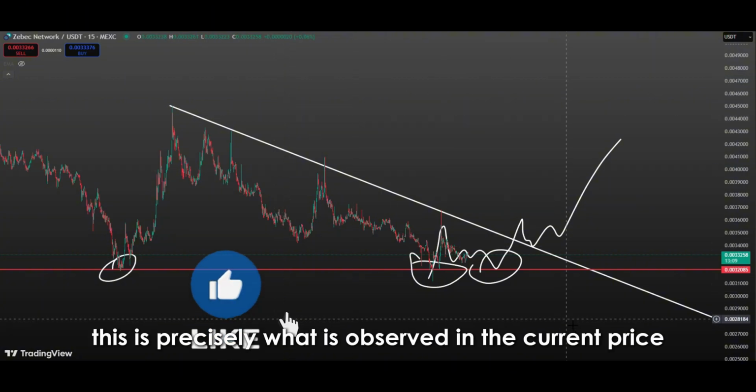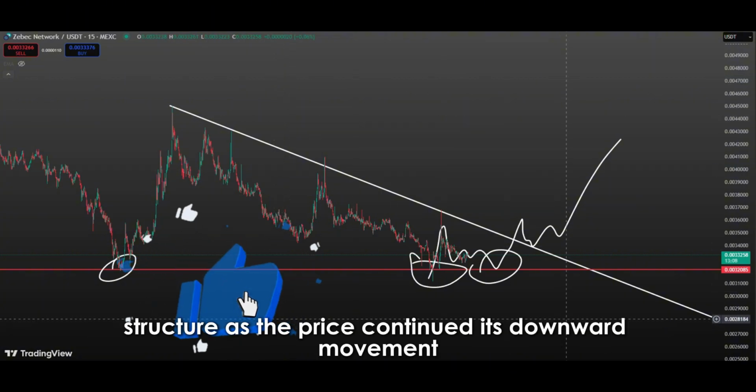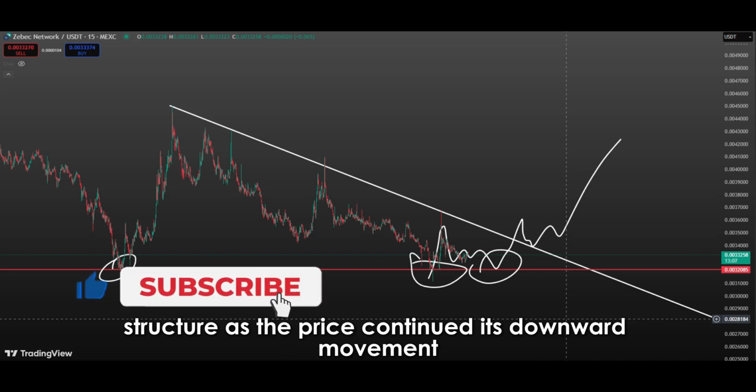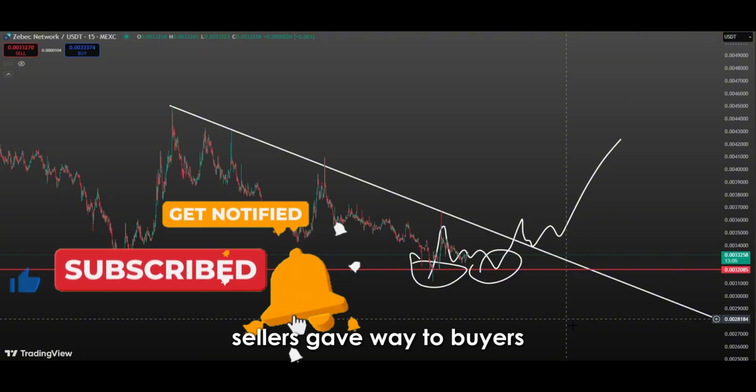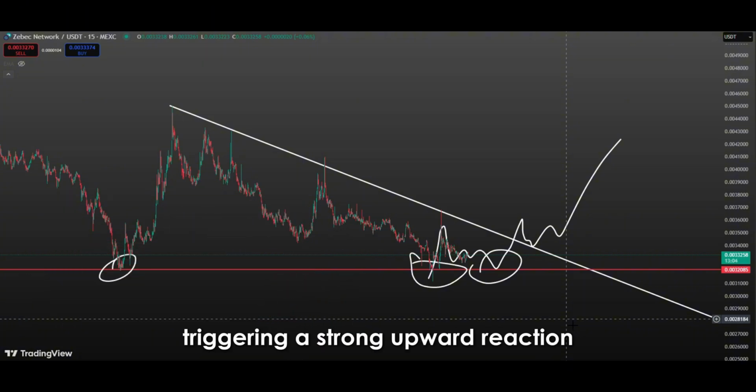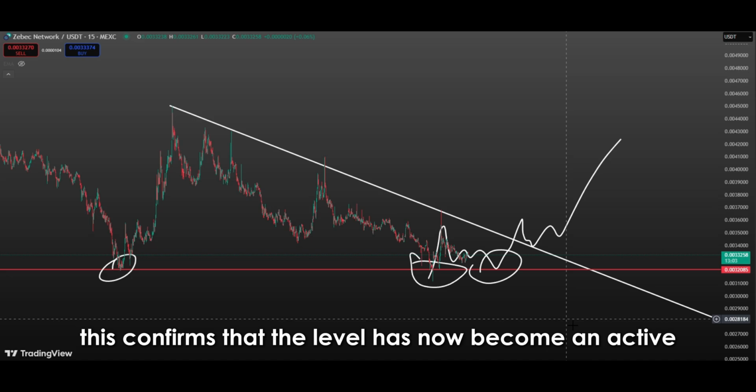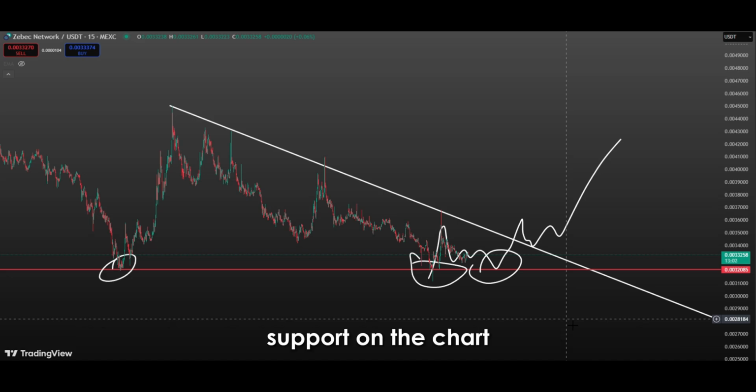This is precisely what is observed in the current price structure. As the price continued its downward movement, it stalled at a specific level, and as soon as it reached this level, sellers gave way to buyers, triggering a strong upward reaction. This confirms that the level has now become an active support on the chart.